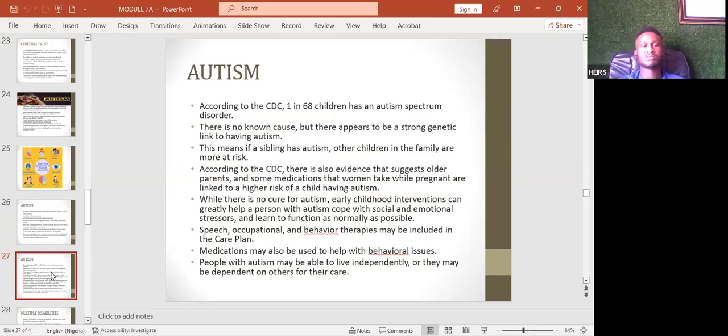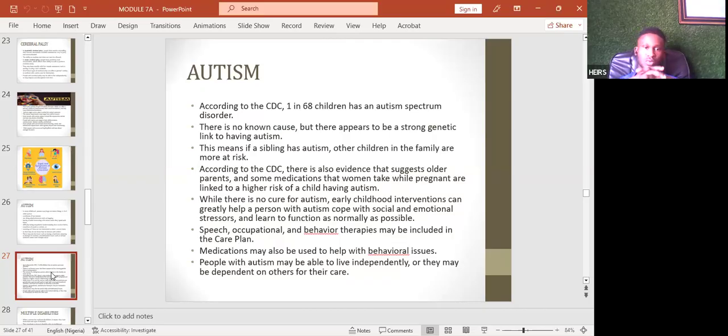There is a known cause, because there appears to be a strong genetic link to having autism. This means if a sibling has autism, other children in the family are more at risk. According to the CDC, there is also evidence that older parents, and some medications that some women take while they are pregnant, are linked to a higher risk of children having autism.